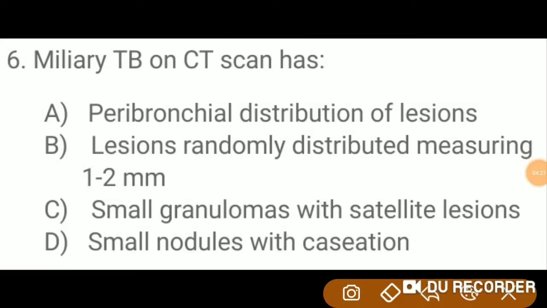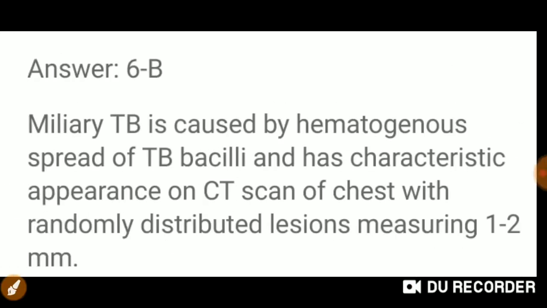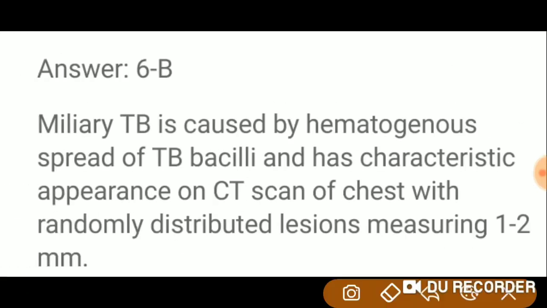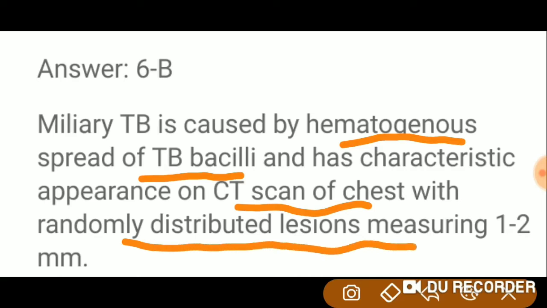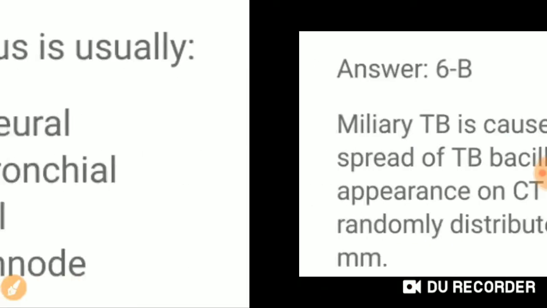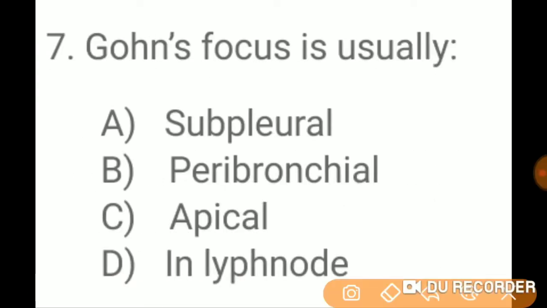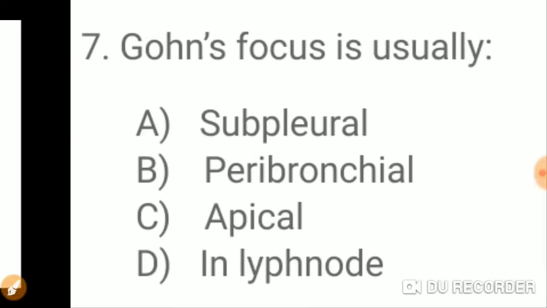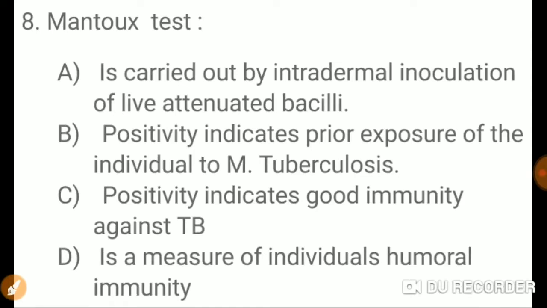Now, miliary tuberculosis on CT scan has lesions randomly distributed measuring 1 to 2 millimeters. So I hope it's clear. Miliary tuberculosis is caused by hematogenous spread of tubercular bacilli. It has a characteristic appearance on CT scan of the chest with randomly distributed lesions measuring 1 to 2 millimeters. Ghon focus is usually subpleural.